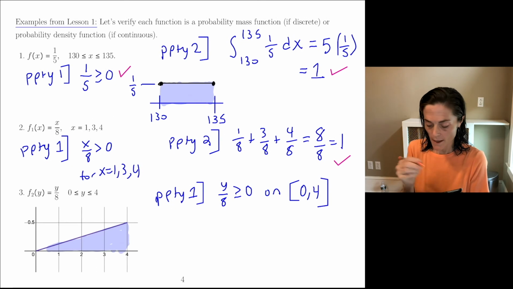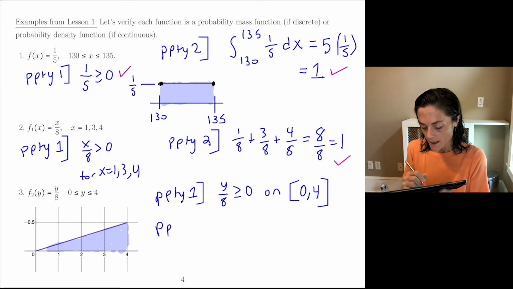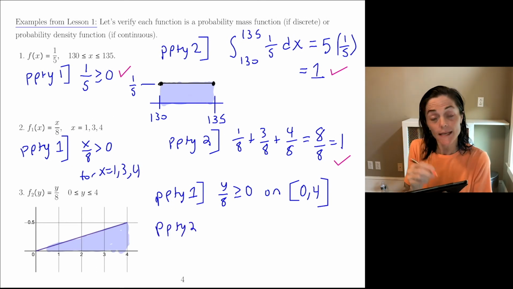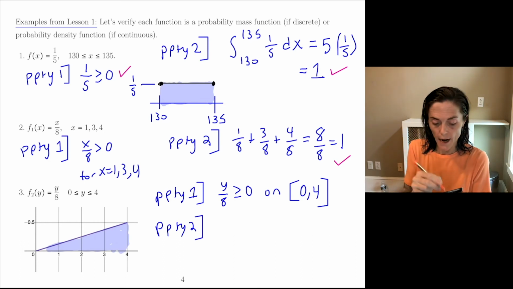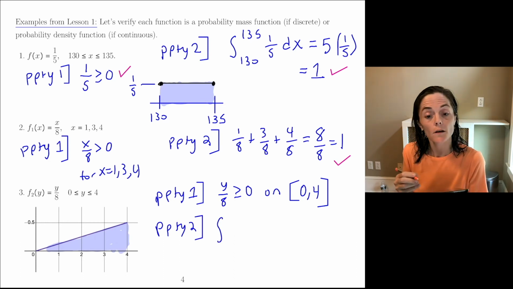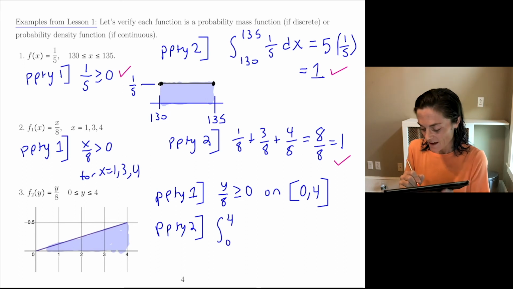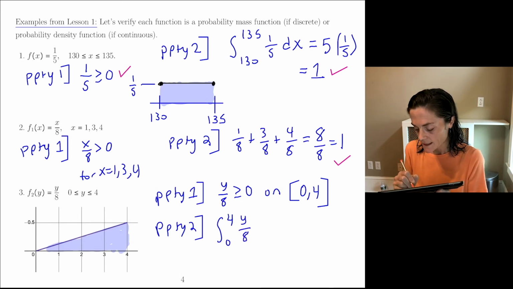Now the second one, property 2, this is a definite integral. In fact, I'll write it that way. What we want is the integral from 0 to 4 of y over 8 dy.